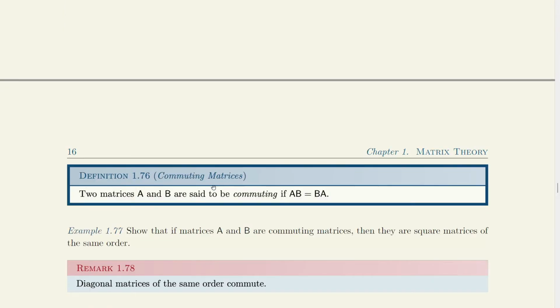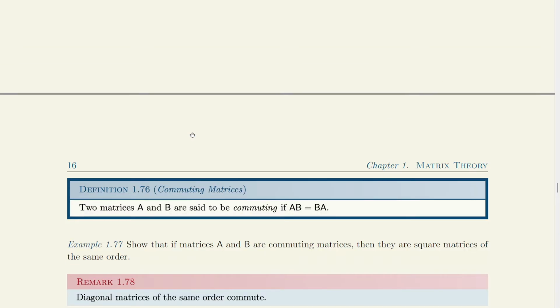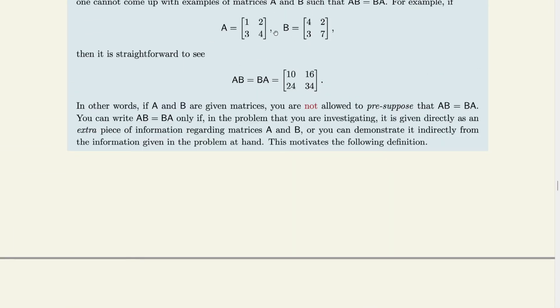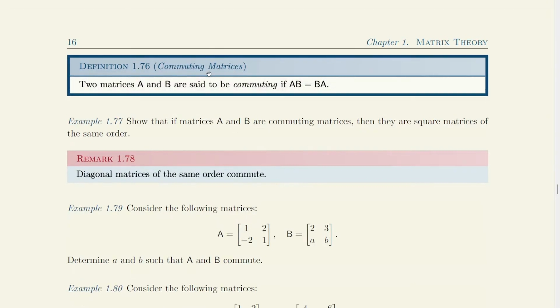And this word I want you to learn: commuting matrices. This is also a terminology. If A and B are matrices so that, coincidentally, AB is equal to BA, then we say that A and B are a pair of commuting matrices. For example, in the previous example, I can say A and B are commuting. This is the terminology we use.